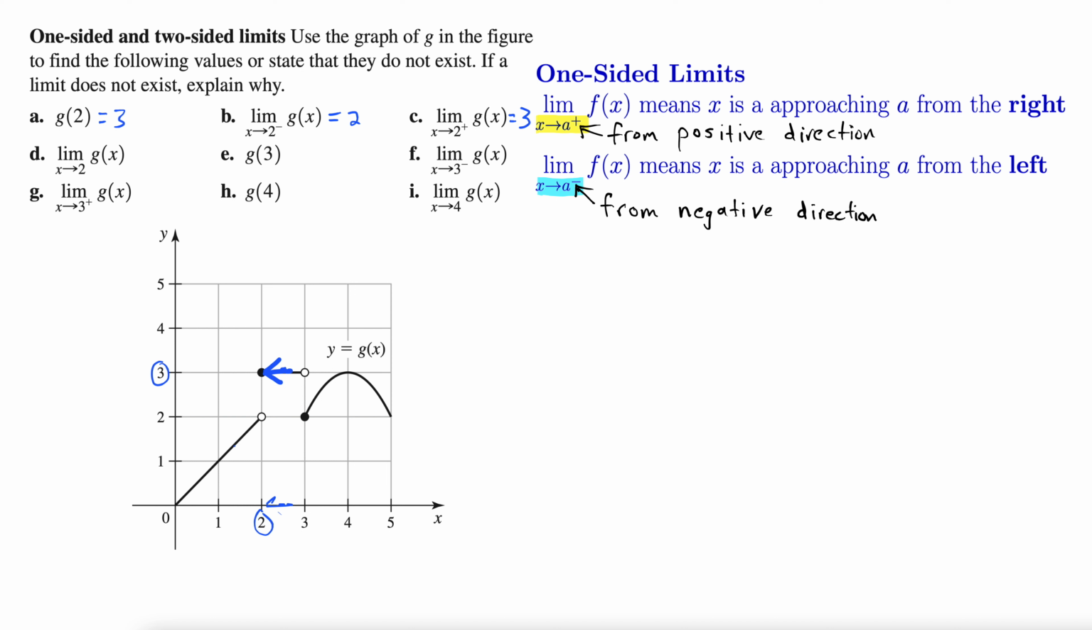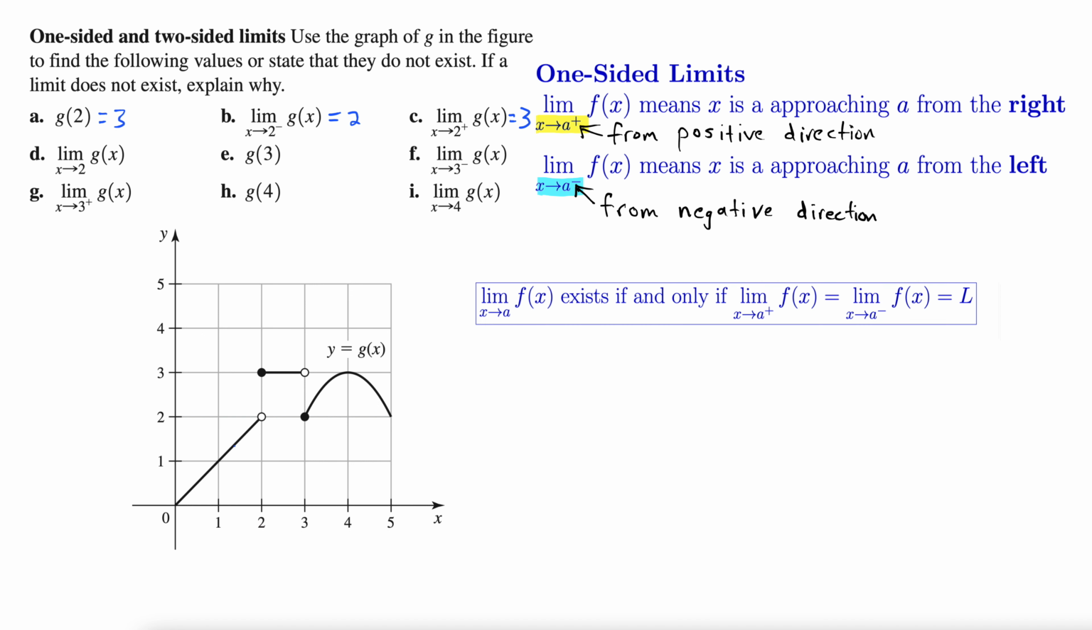Now part D asks us to find the limit as x approaches 2 of g of x. Well, here's the thing. The limit as x approaches a of a function exists if and only if the right-sided limit equals the left-sided limit, and they both exist. There's some finite number L. Different texts will differ on whether or not this L needs to be finite. For now, let's take it to be a finite number, some finite number L.